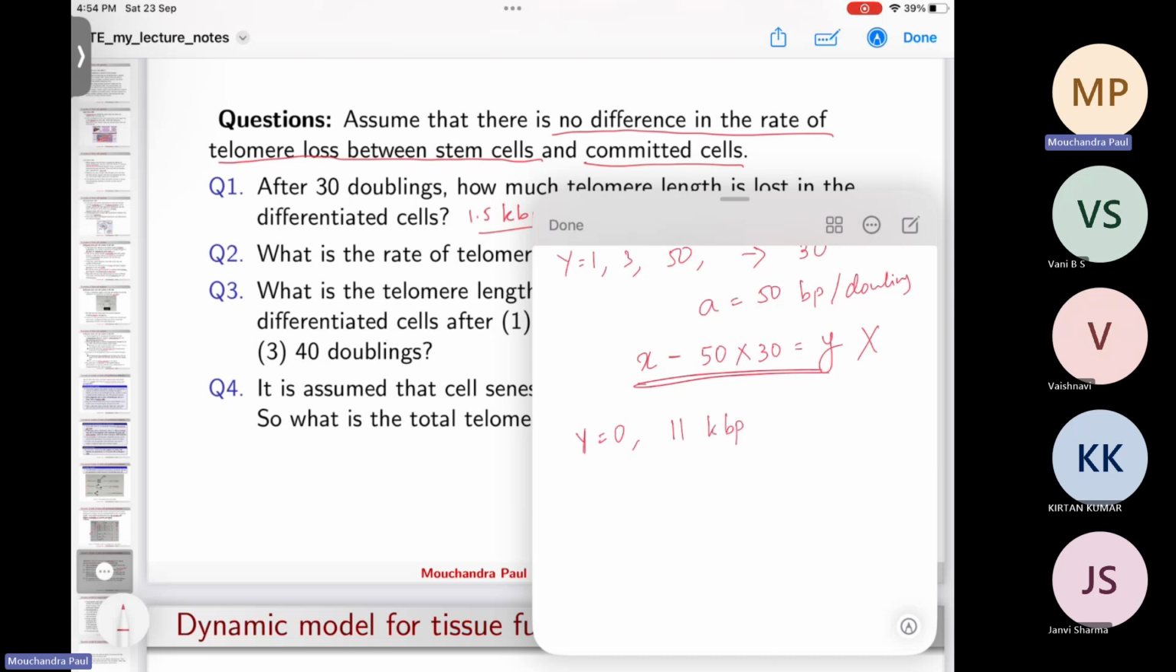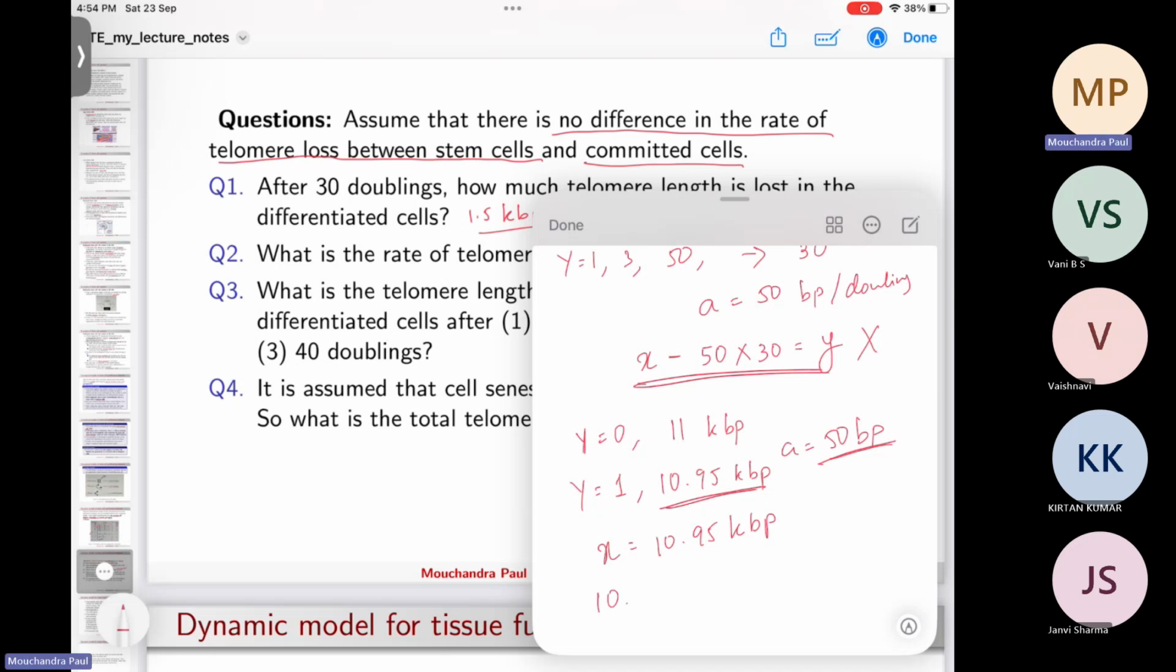Now the stem cell clone that is formed in year 1, if we assume that the rate of loss of telomere length is 50, then what will be the length of the telomeres in year 1? It will be around 11 minus 0.05, 10.95 kbp. This will be the value of x, 10.95 kbp. This is base pair, 50 base pairs. So now you have the value of x with you.